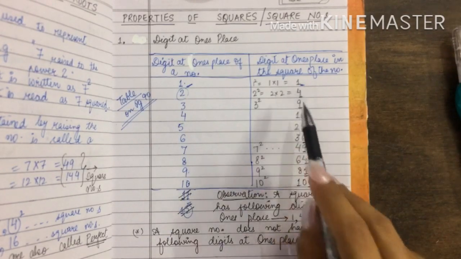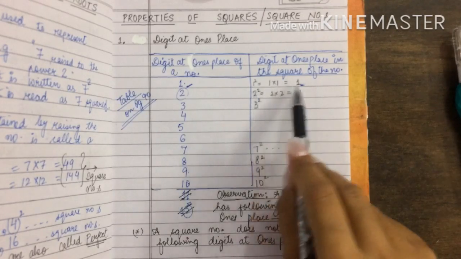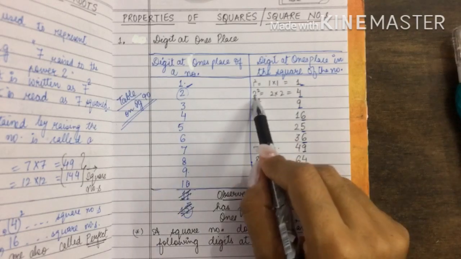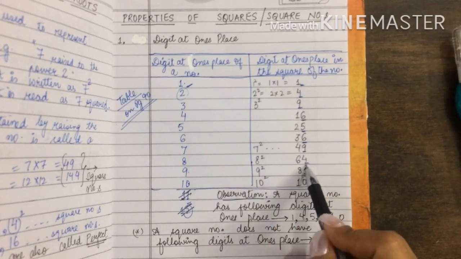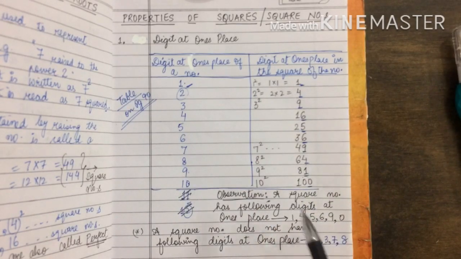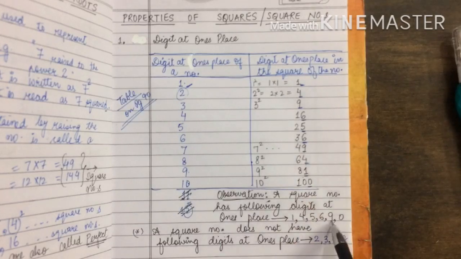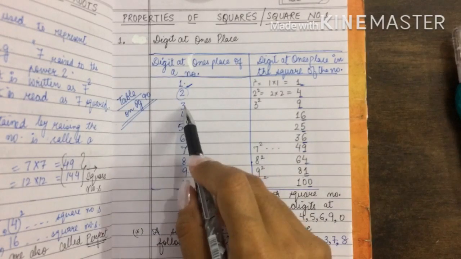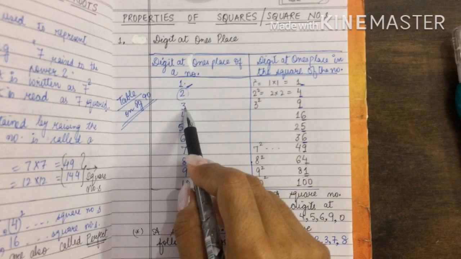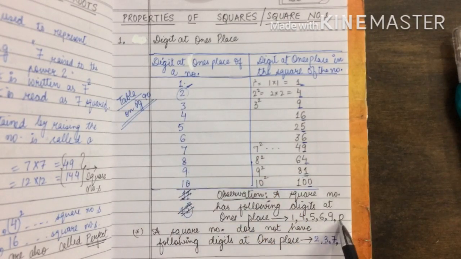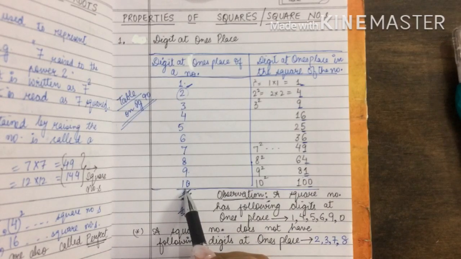I have 1 in the square of 1 and in the square of 9. Then I have 4 in the square of 2 and in the square of 8. Then I have 5, which appears in the square of 5. Then I have 6, it appears in the square of 6. 9 appears when you square a number ending with 3 or a number ending with 7. And 0 appears when you square a number which ends with 0. So this is what it means.